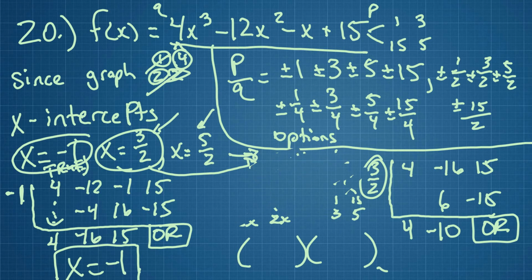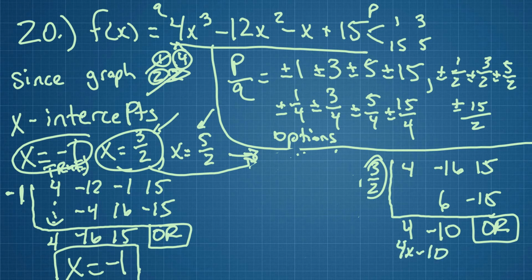So now I have a couple options. Option 1 is I could take 4 and negative 10 and write it as an expression, and I can make that 4x minus 10, because this was 4x squared minus 16x plus 15, and division makes it smaller. Then I could set it equal to 0, add 10, and solve.